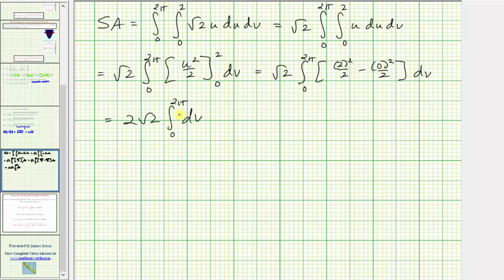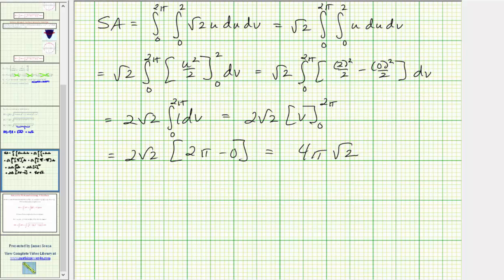Well, the antiderivative of 1 with respect to v would just be v. So we have 2 square root 2 times the antiderivative, which is v. Evaluating here, we have 2 square root 2 times, this would just be 2 pi minus 0, which gives us 4 pi square root 2 as the surface area of the given cone.